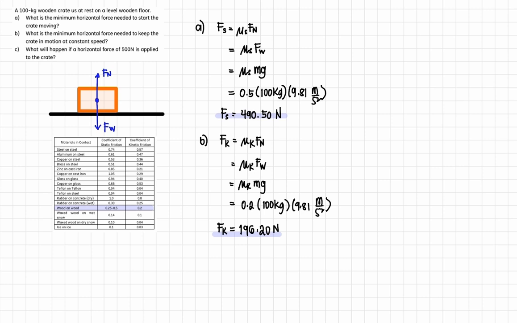And what will happen if a horizontal force of 500 newtons is applied to the crate? So if we draw this crate again for letter C, this is our crate, and then we have the floor here. So there is a force that is directed to the right, which is 500 newtons. And then it's already moving, so we have here the Fk. So our net force is directed towards the right.